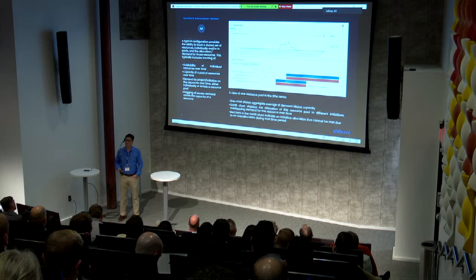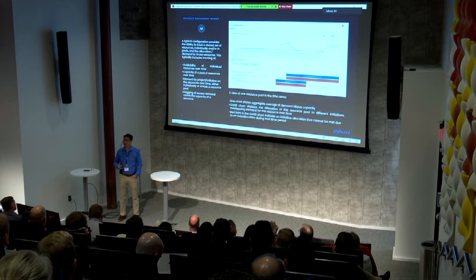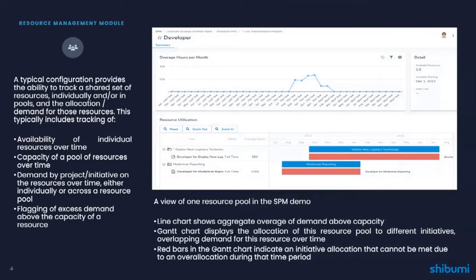In a typical configuration, we're defining the capacity for a set of resources. So we go in and we define how many, in our example here, how many people we have to fulfill a certain role. And then we define, for the initiatives that we're trying to accomplish, how much of those roles they need to draw down and whether or not we're meeting the demand for that capacity.